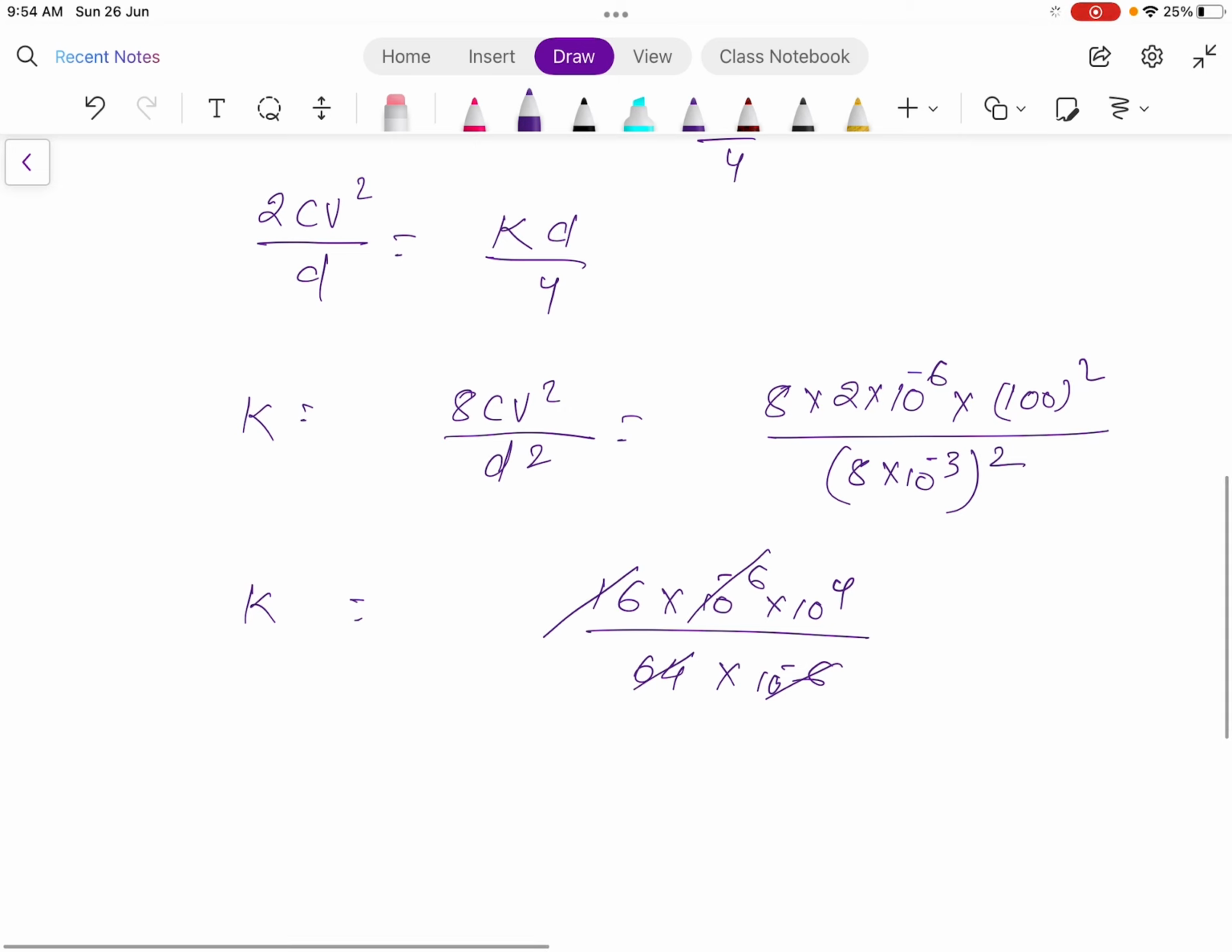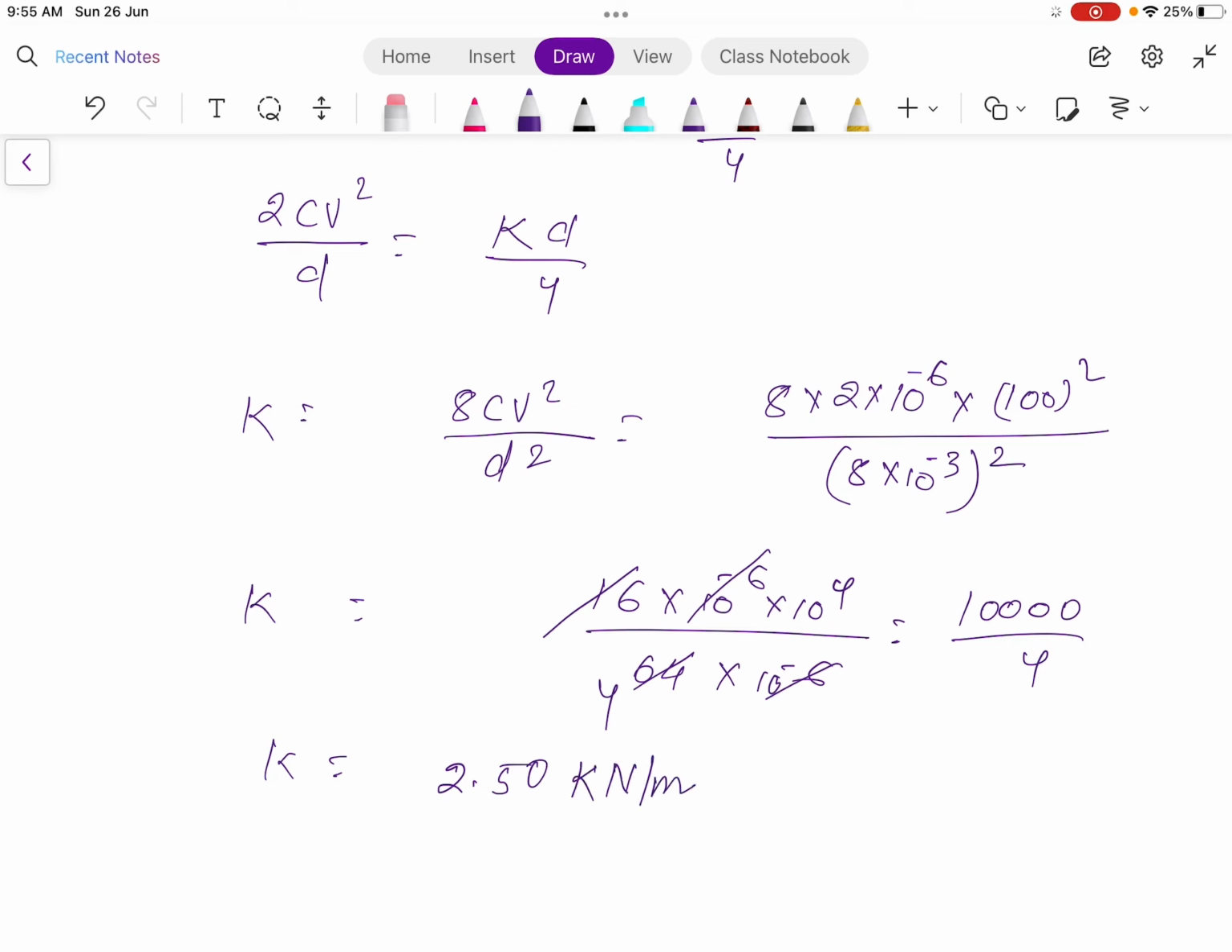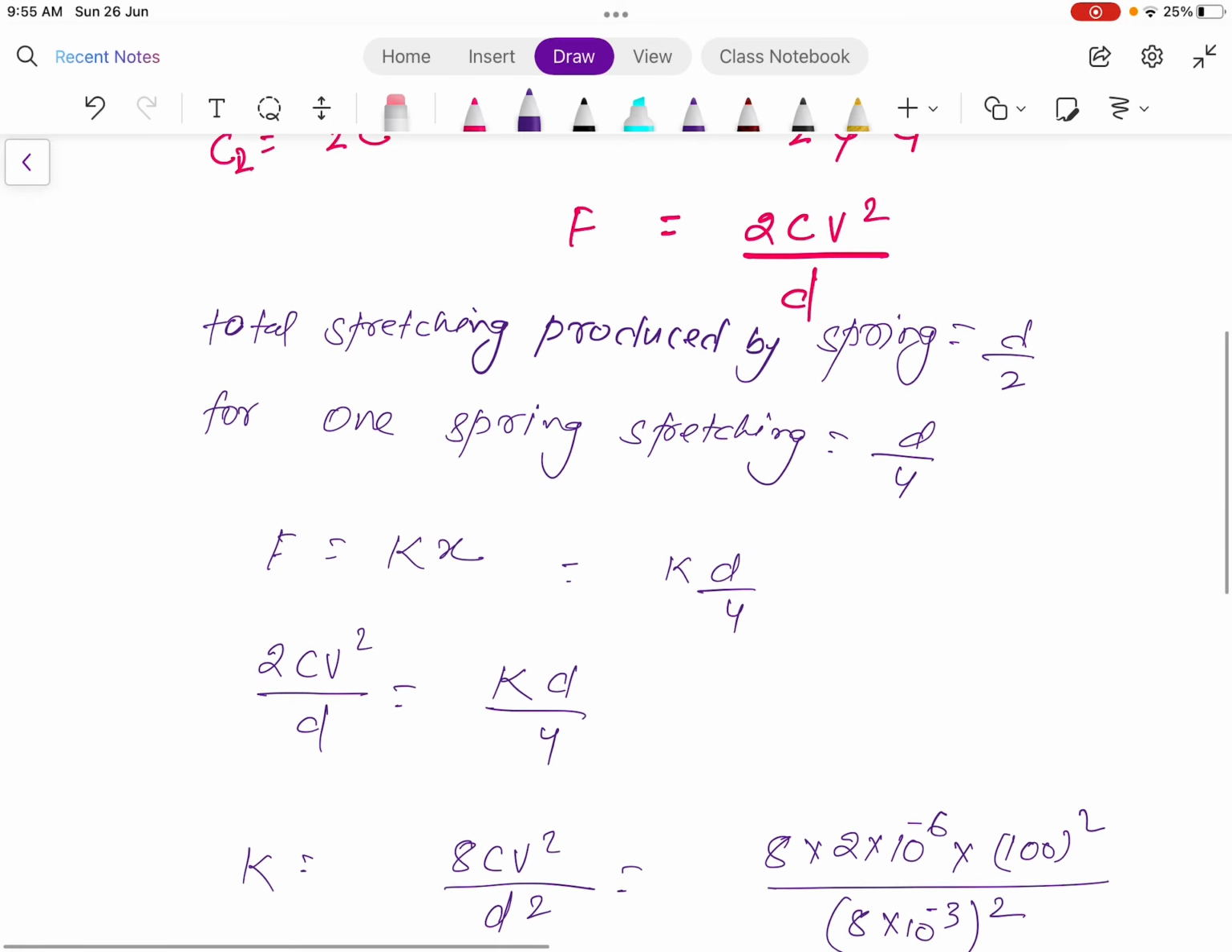Here 4. So here 10,000 divided by 4. So K is 2.50 kilo Newton per meter. Okay, so we can say K is 2.50 kilo Newton per meter.